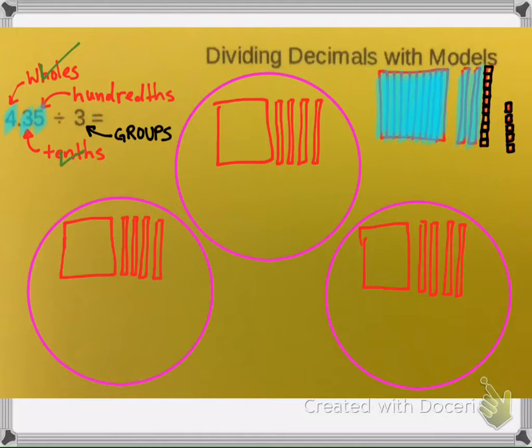So since I have 15 of those hundredths, I'm going to start giving them out to each group until I run out. So I'll give 1 here, 1 there, and 1 there. That means I've used 3. So I'm going to color them out. 1, 2, 3. You can see how I color them out.